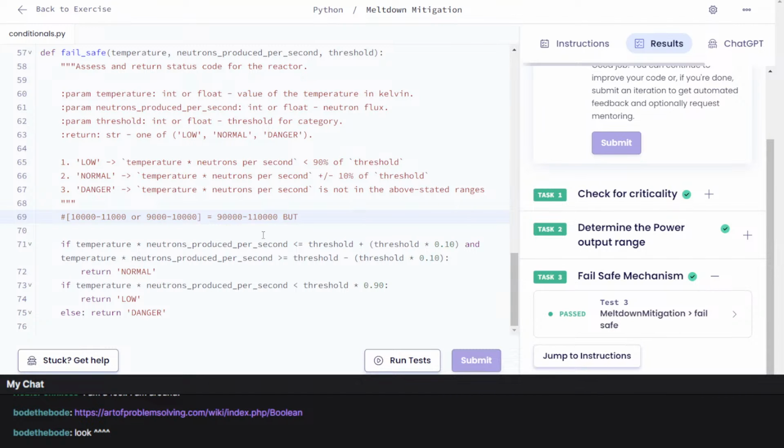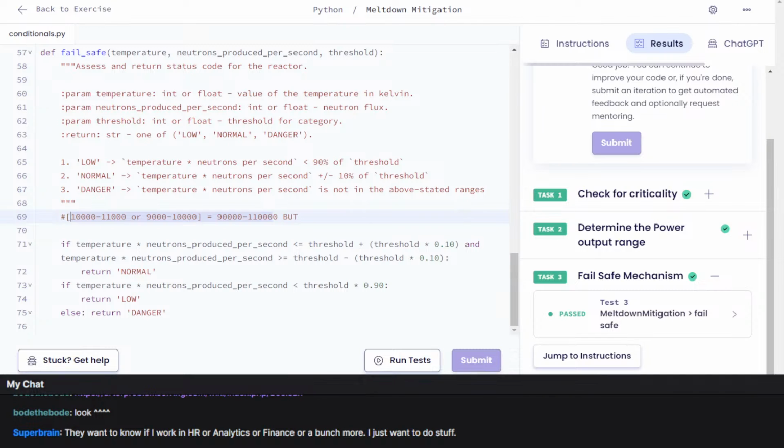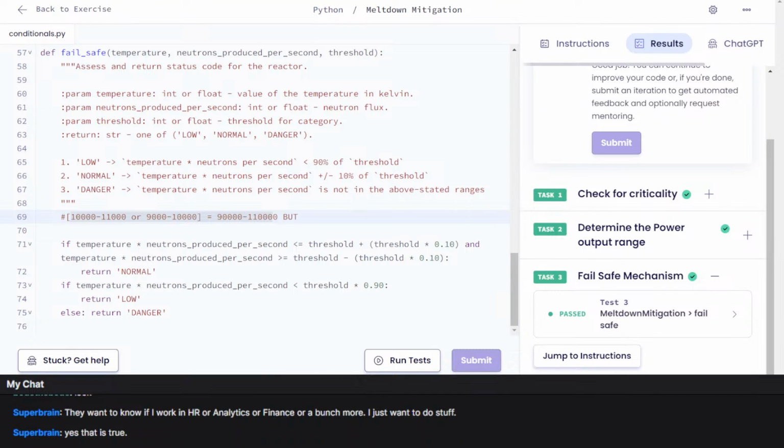Just the part in the comments here. Says... Oh, just give them a random answer. You don't have to be honest with random companies when you sign up to join their surveys or whatever. Superbrain says yes, that is true. Okay, thank you, Superbrain.